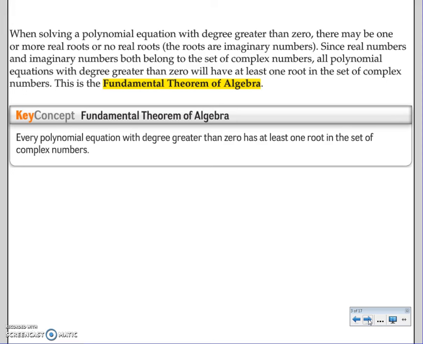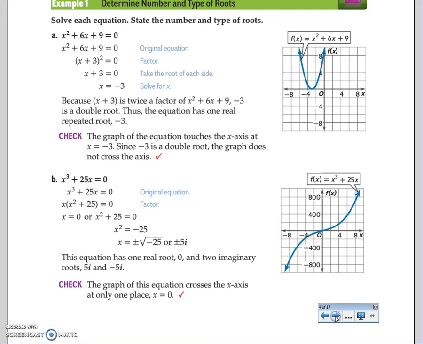Right, so when solving a polynomial equation with degree greater than 0, there may be 1 or more real roots or no real roots, meaning they're imaginary. And since real numbers and imaginary numbers together make our complex number system, we can say all polynomial equations with degree greater than 0 have at least one root in that set of complex numbers. That's called the fundamental theorem of algebra. So if there's a degree greater than 0, it has at least an answer. It could be real, it could be imaginary.